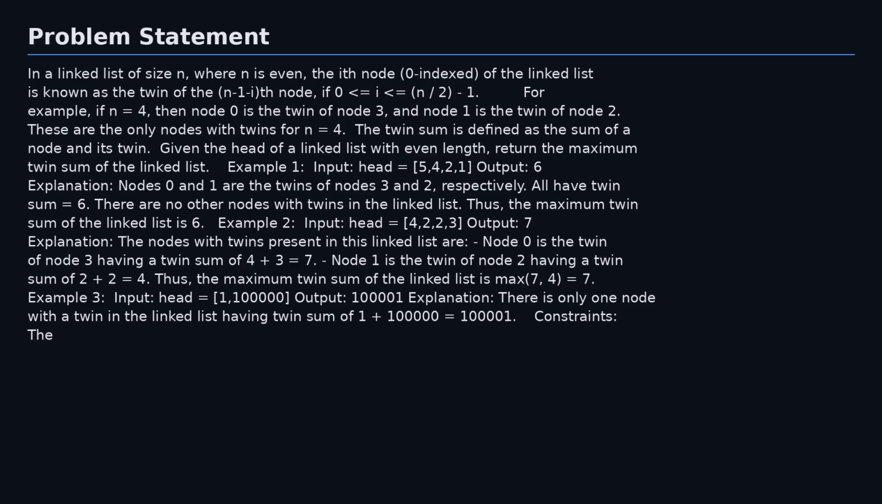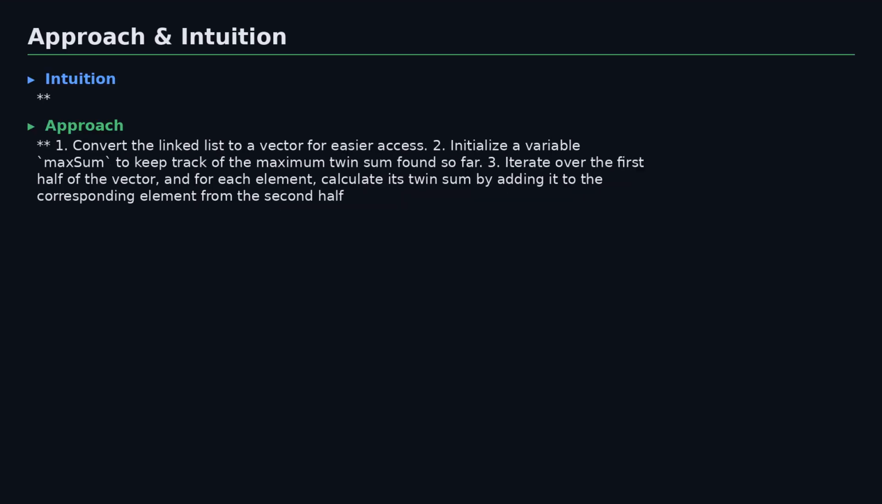The core insight here is to realize that we can find the maximum twin sum by converting the linked list to a more accessible data structure like a vector, and then iterating over the first half of the list while summing each element with its corresponding twin from the second half. Think of it like looking into a mirror, where each node on one side has a corresponding twin on the other side. This way, we can easily find the maximum twin sum.